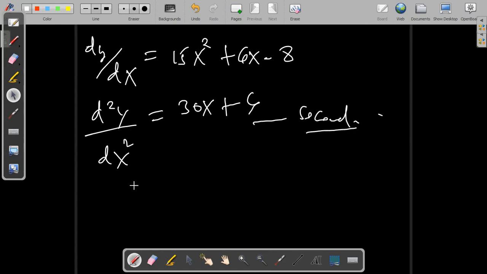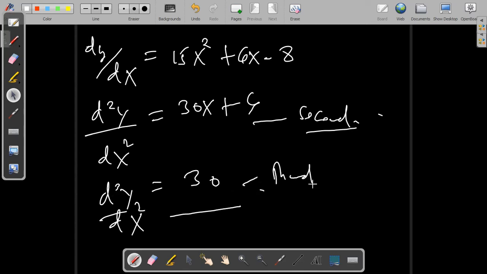Now let's go on to the third derivative. This is the second order derivative, as you observe. Now we could apply even the third order derivative and so forth. If we apply the third order derivative of this function, differentiating the second order derivative, the answer will be equal to 30. This is the third order derivative that we've applied.